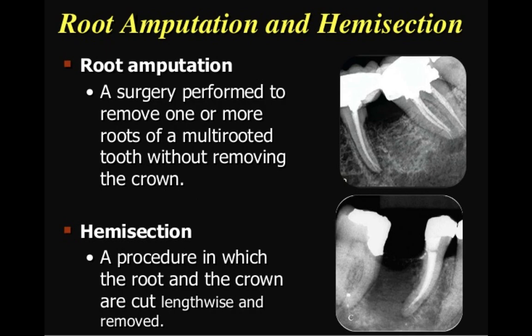Hemisection, a procedure in which the root and the crown are cut lengthwise and removed. Here, before extraction of the root, we have to separate the tooth into two parts. After that, we may extract the root with the parts of the crown, partly half of the crown.